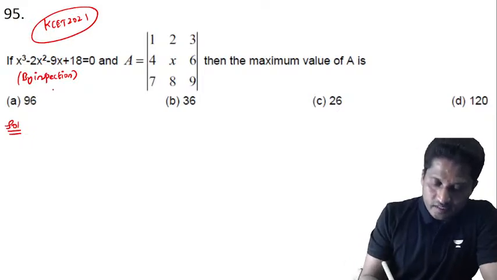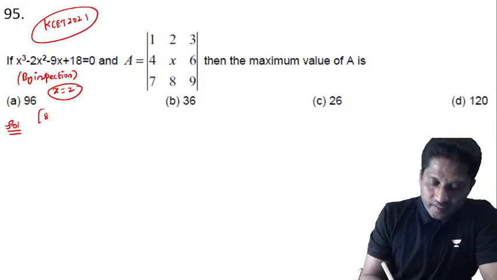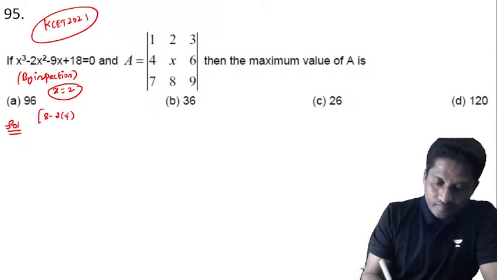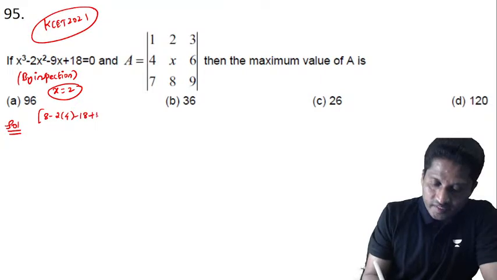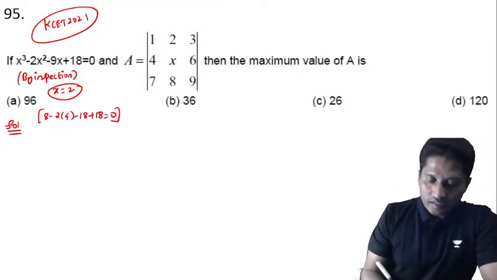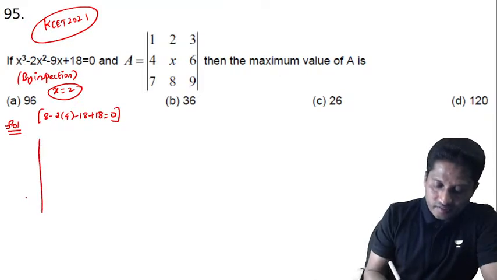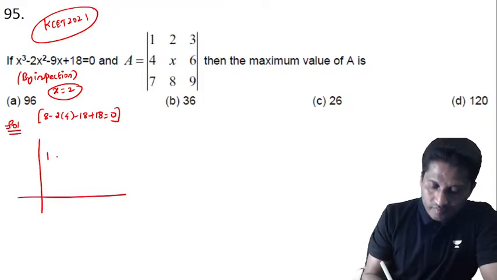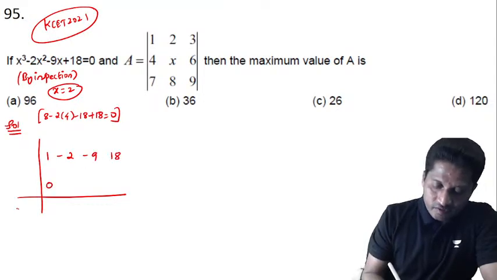By inspection, x is equal to 2 is the root, right? So you will get this as 8 minus 4 minus 18 plus 18, which will be equal to 0. So by inspection, x is equal to 2 is the root. Other roots can be found out using synthetic division. You get 1, minus 2, minus 9, plus 18. Initially write 0 and add. X is equal to 2 is the root.